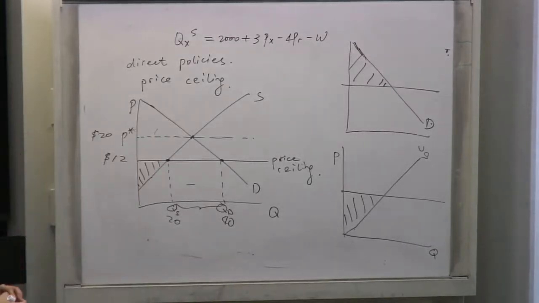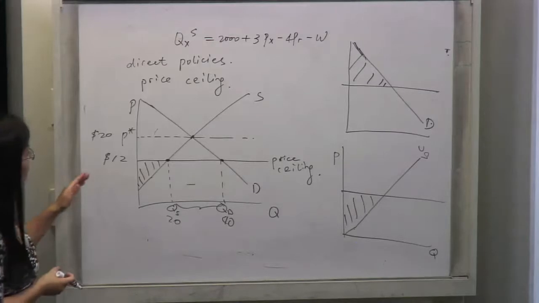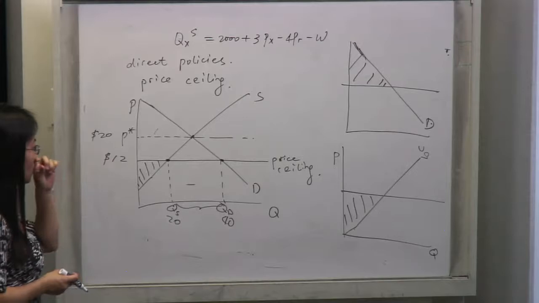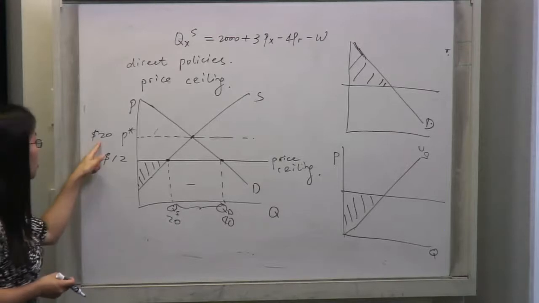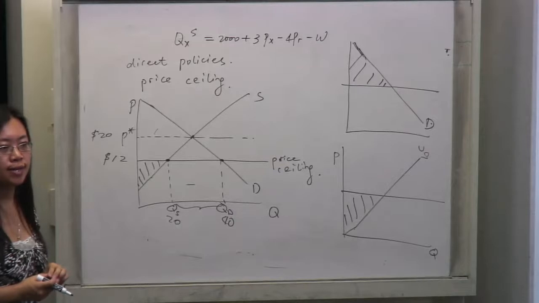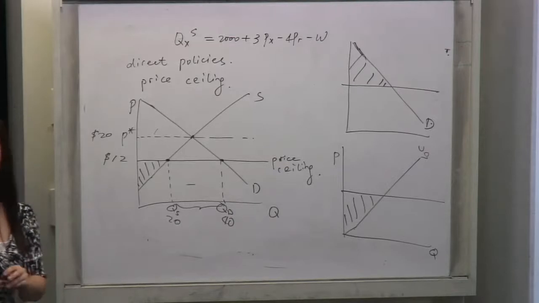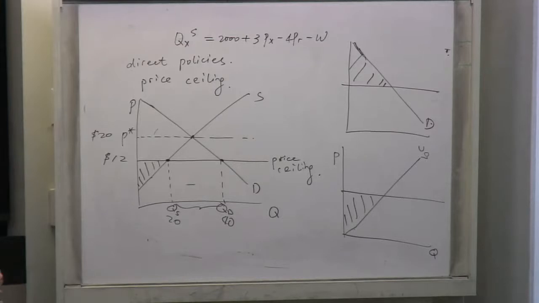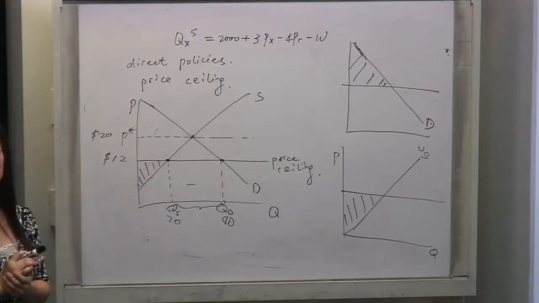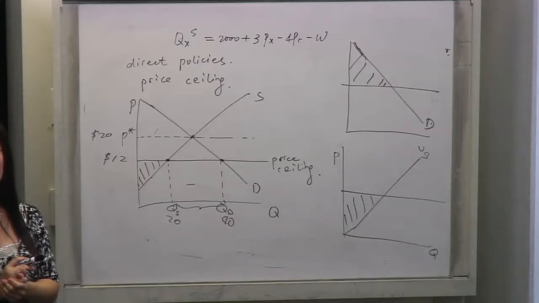So that line where it says $20, that's the equilibrium price. But the government says you cannot sell at this $20. You can only sell at $12. And on your graph on the left, the larger triangle would be the consumer surplus there, right? This one? It'd be the whole triangle.